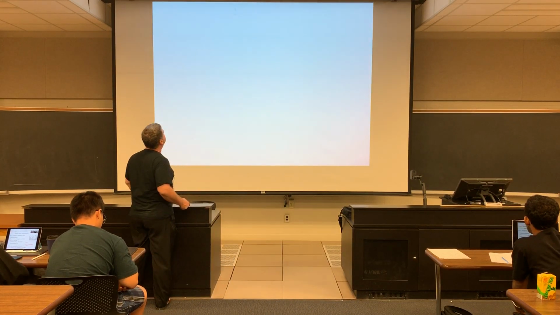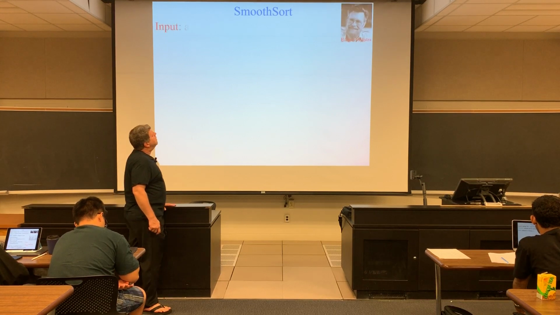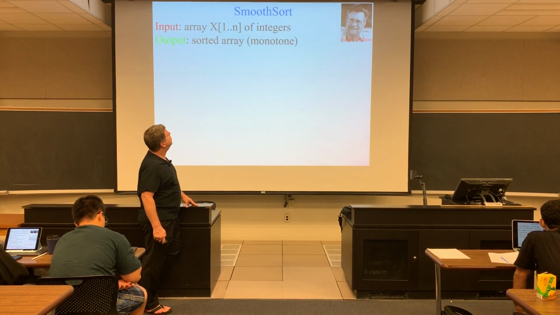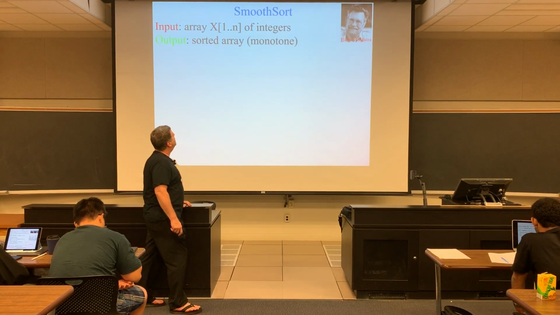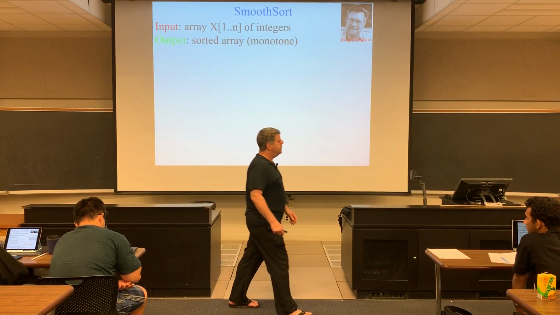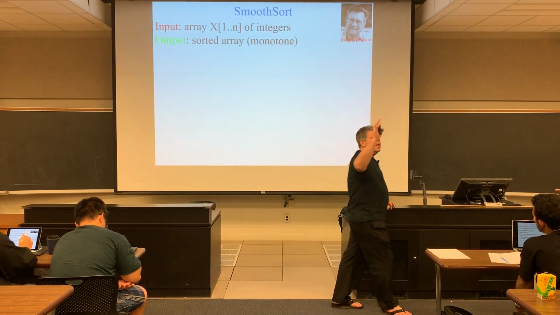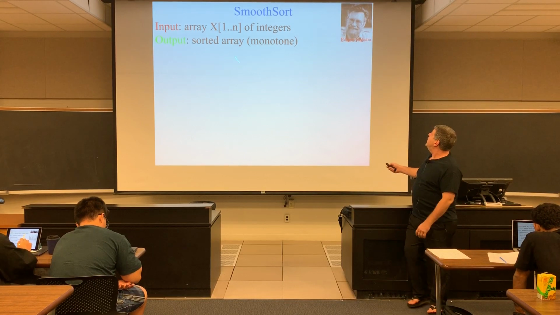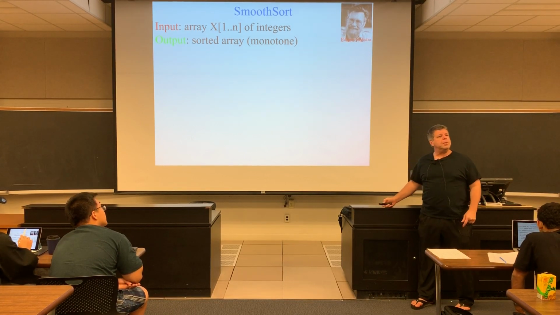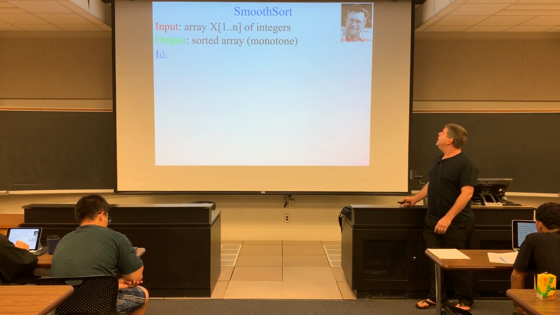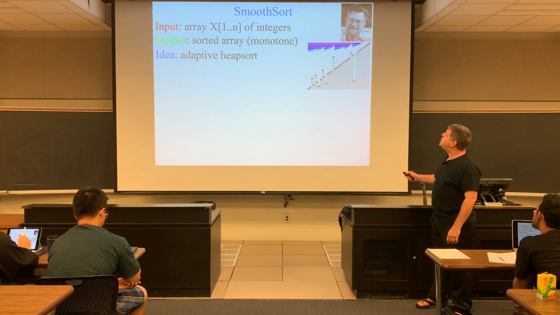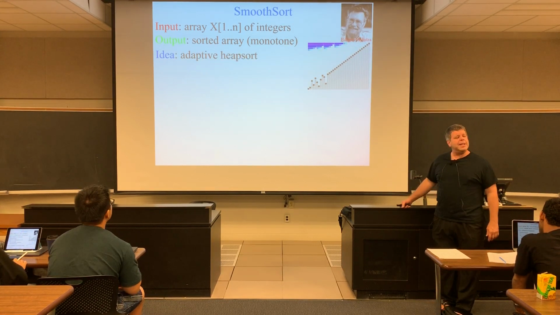Okay, that's Heapsort. Smoothsort by Edsger Dijkstra, Turing Award winner in 1972, one of the fathers of computer science. How many heard of Dijkstra? Dijkstra's algorithm, one of his famous algorithms. So he also invented a version of Heapsort that you probably didn't know. And here it is. It's basically a heap sort, but it's adaptive. So he made it adaptive.